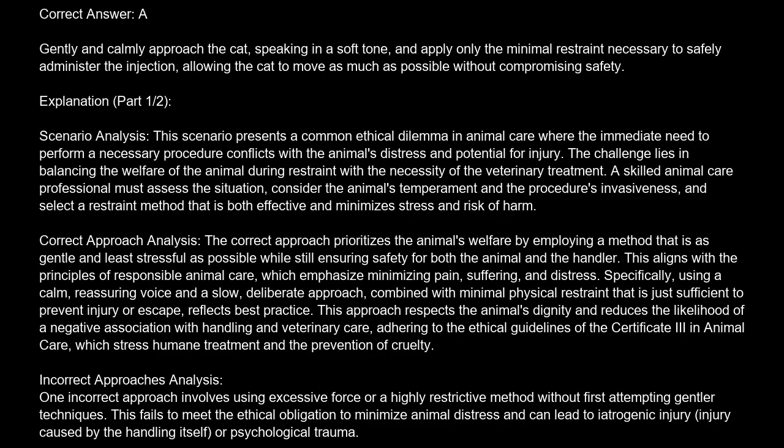The correct answer is A. Gently and calmly approach the cat, speaking in a soft tone, and apply only the minimal restraint necessary to safely administer the injection, allowing the cat to move as much as possible without compromising safety.